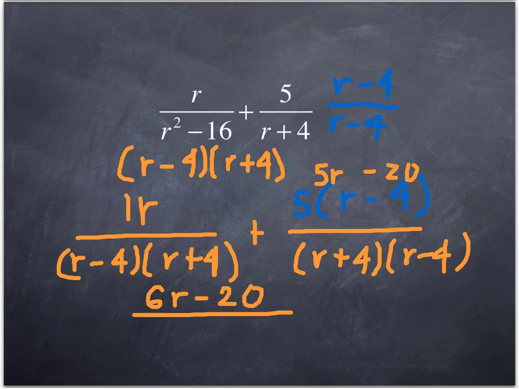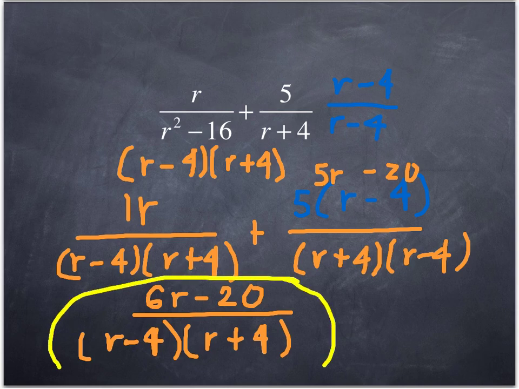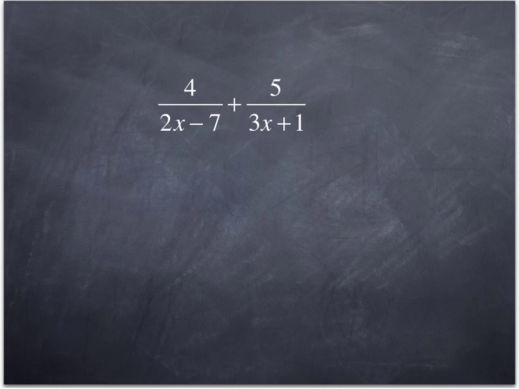I'm going to leave my answer in factored form then, my denominator, r minus 4 times r plus 4. And that's my final answer then right there. Again, it looks a little bit strange, but that's the deal. We have common denominators, and we're able to combine that weird fraction looking thing. Alright, really just one more example on this little online lesson.